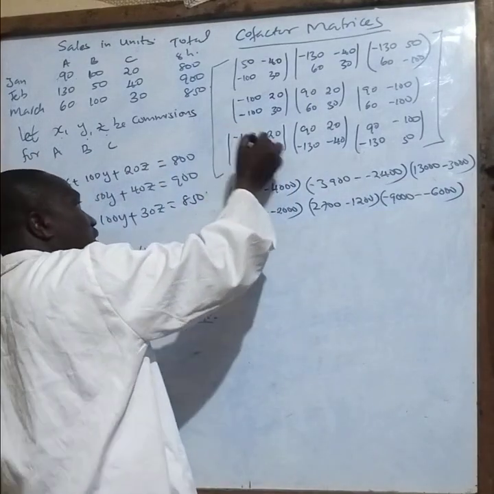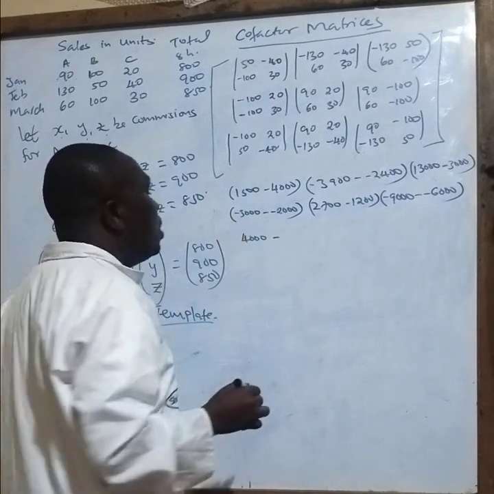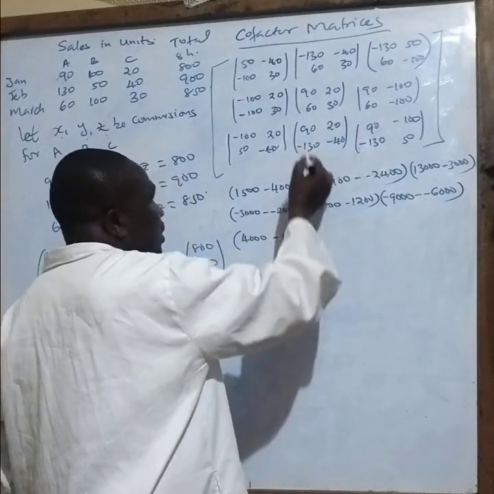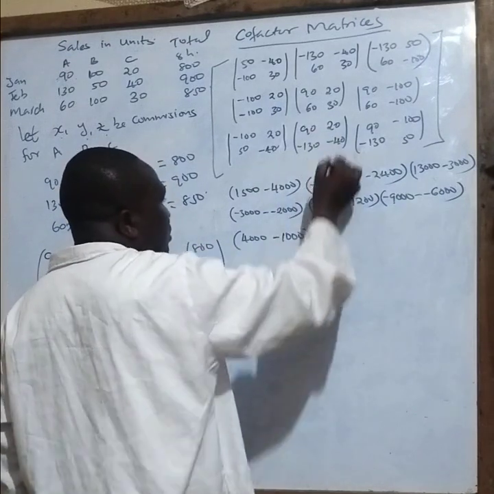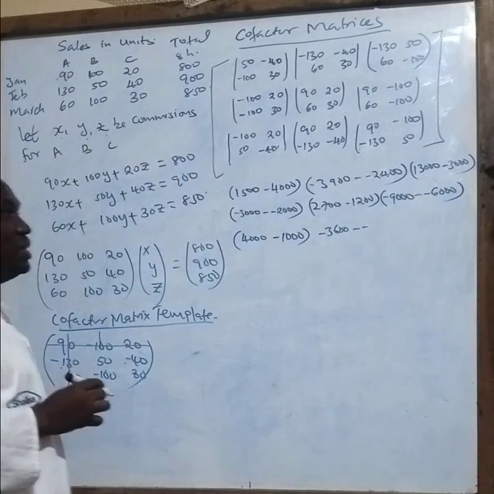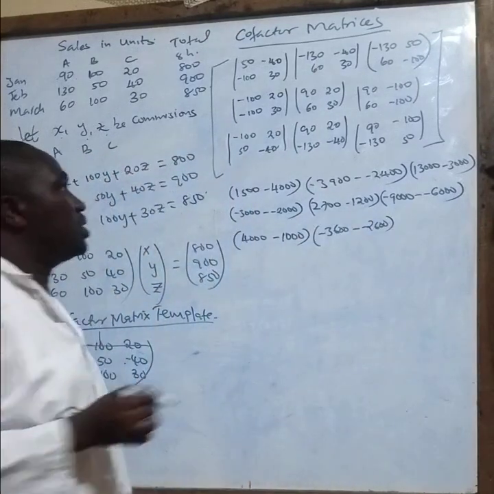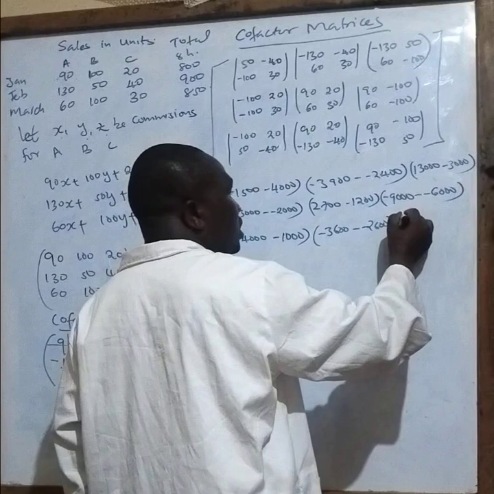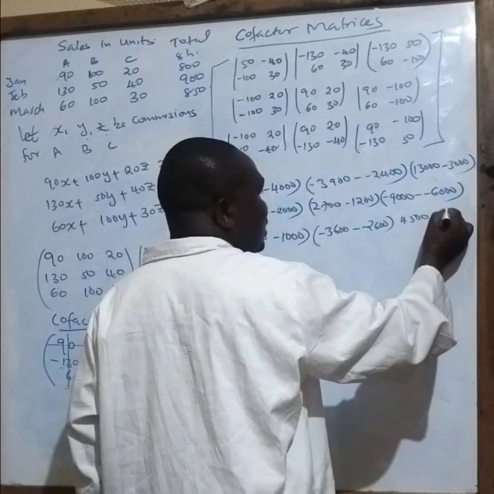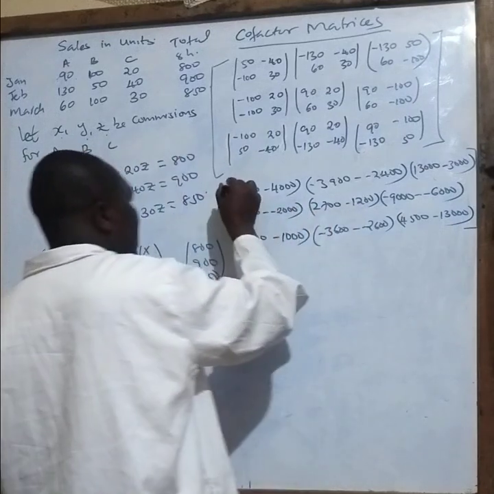One is negative 100 and negative 40 gives you positive 4,000, minus 50 times 20, you get 1,000. Then this times that is negative. This times this is negative 3,600 minus 2,600. Then the last one is 90 times 50, you get 4,500 minus 13,000. Then you introduce your brackets like that.